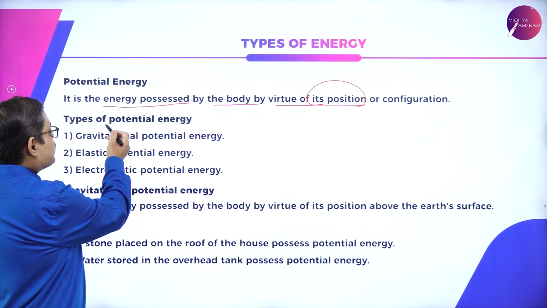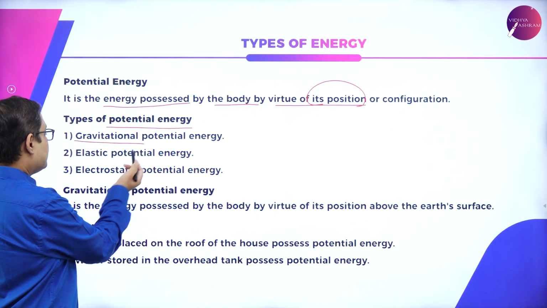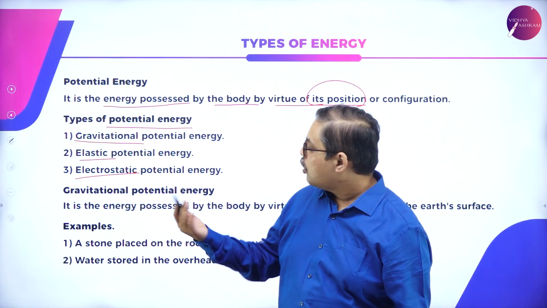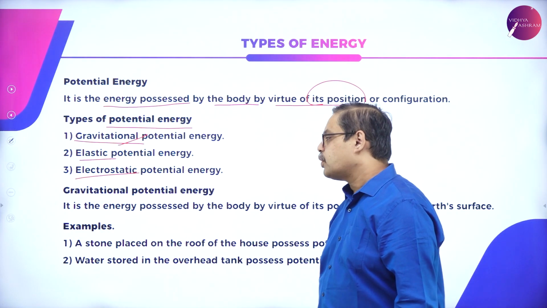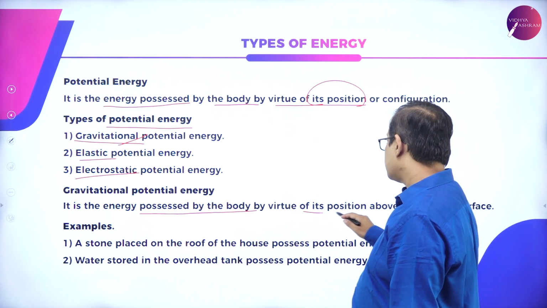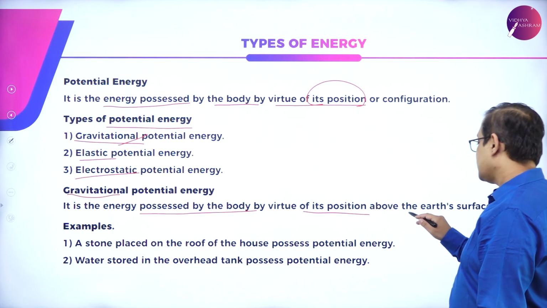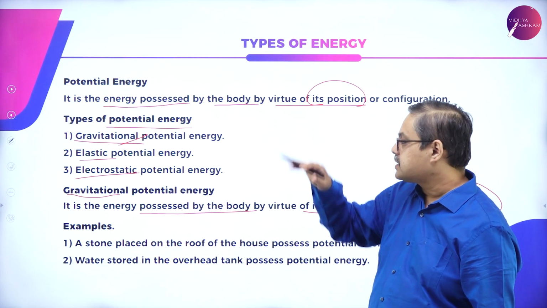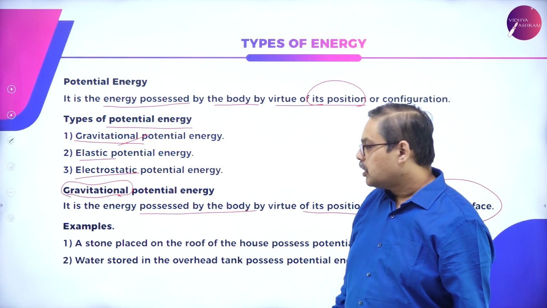Now what are the types of potential energy? There are basically three types: gravitational potential energy, elastic, and electrostatic. For our study, it is more focused on gravitational potential energy. Let us check what is gravitational potential energy. It is the energy possessed by the body by virtue of its position. Because we are saying that it is gravitational, that position is above the Earth's surface. If it is on or above the Earth's surface, then that potential energy is called gravitational potential energy.